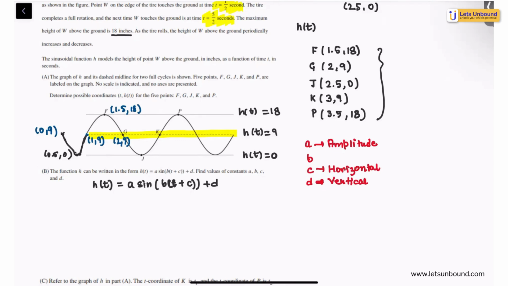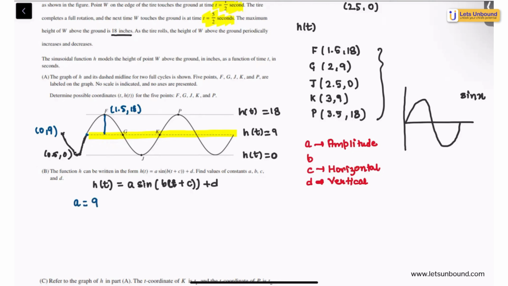Now, looking at the graph that we have, an ideal sine graph starts at the origin. We know it starts like this, goes up first, then comes down, and again goes back. So this is what an ideal sine x graph looks like. Now, first identifying the amplitude of the function. If we look at the points of reference between the middle line and the highest point, that has a distance of 9 units. Hence, we can say a, which is the amplitude, is 9 units.